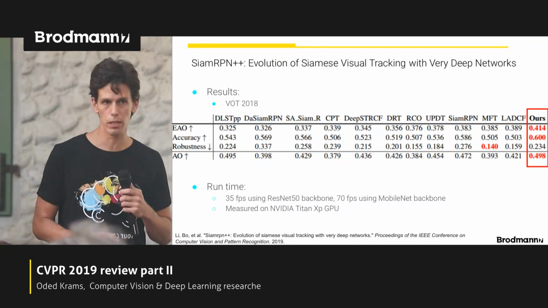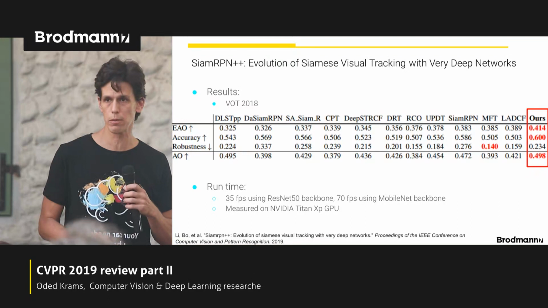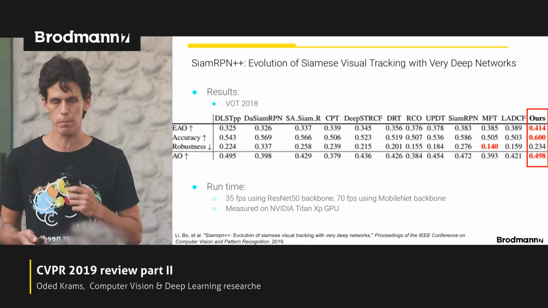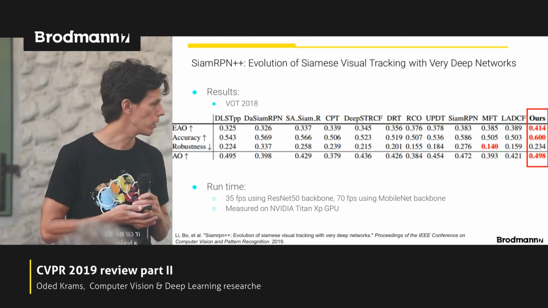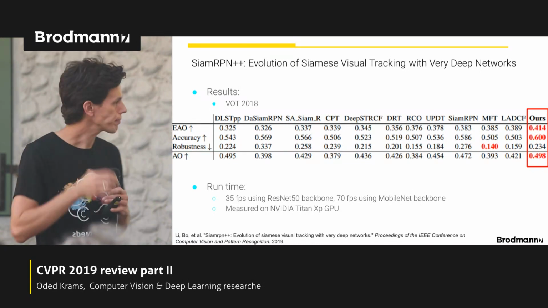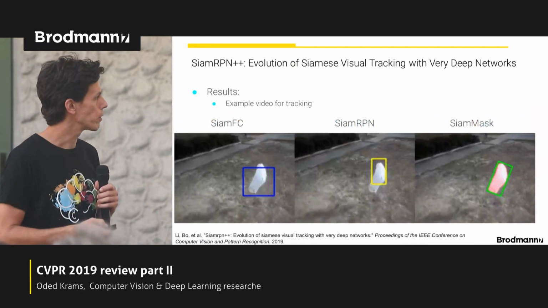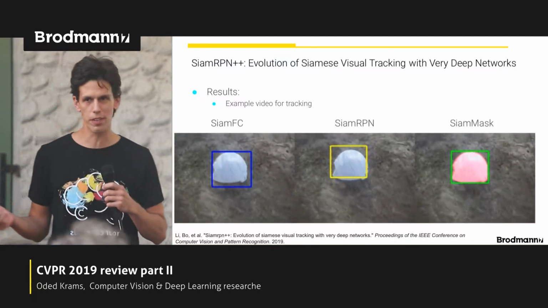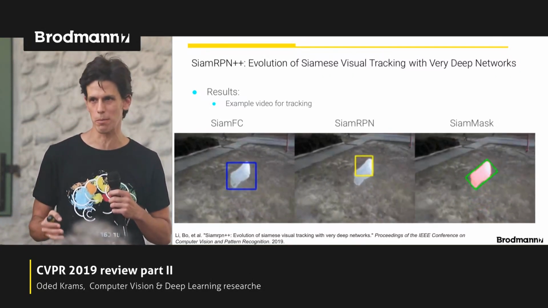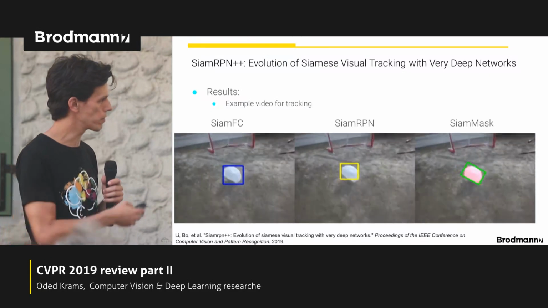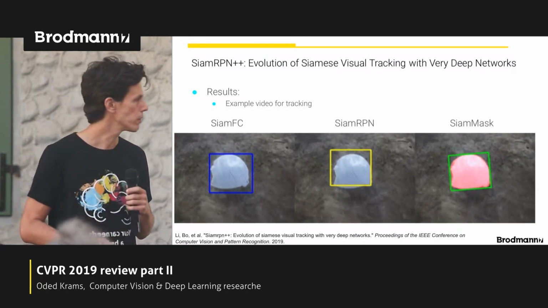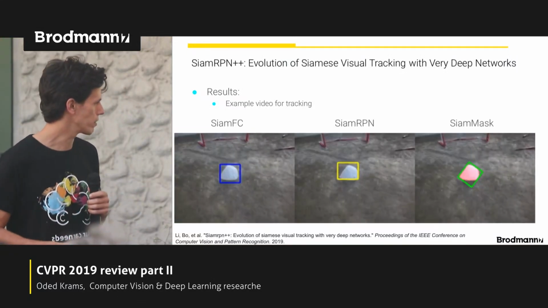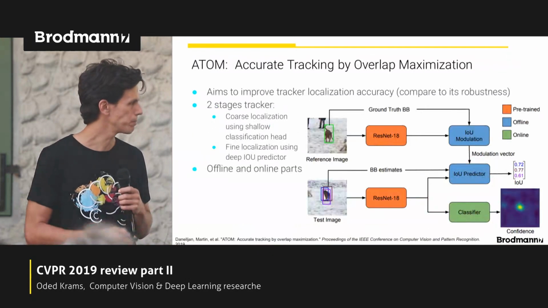Also, they run in real time, 35 FPS with the ResNet 50 backbone. They have another variant using a MobileNet backbone that runs at 70 FPS. It's all measured on GPU, of course. Okay, so here's a bit of an example of how object tracking looks. I couldn't find a video of this specific paper, SiamRPN++, but I gave this video of their baseline. You can see the challenging task and the result that came up.